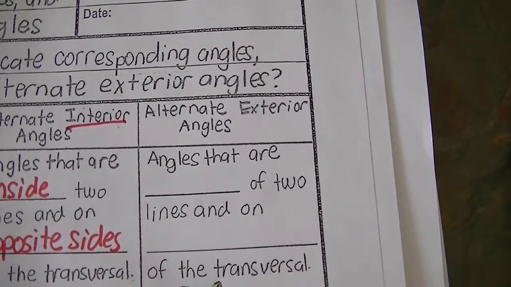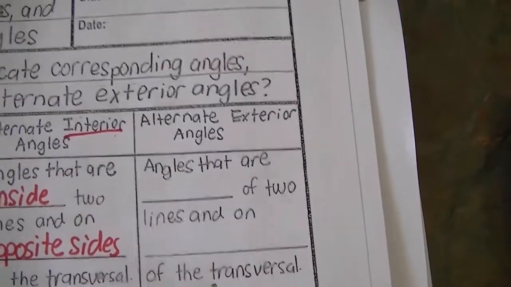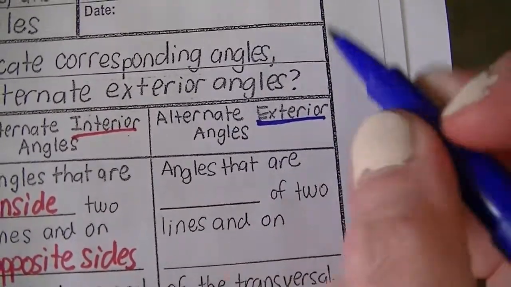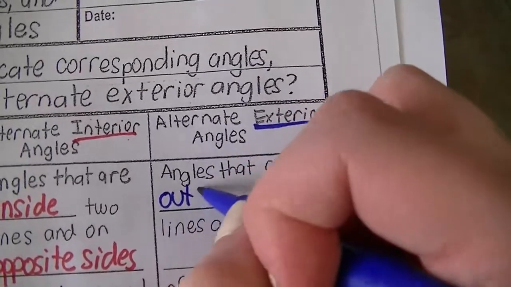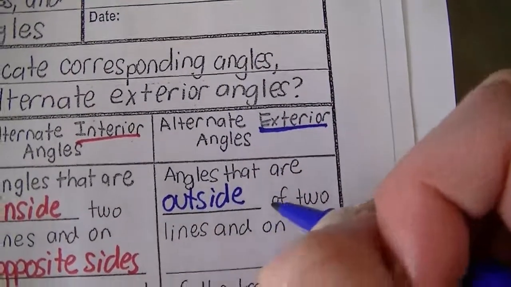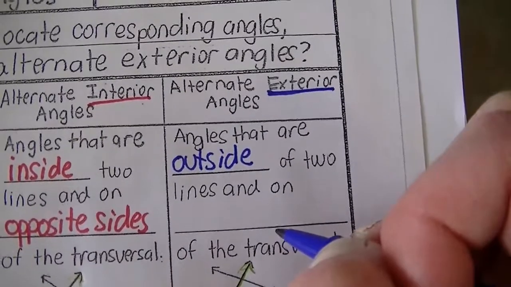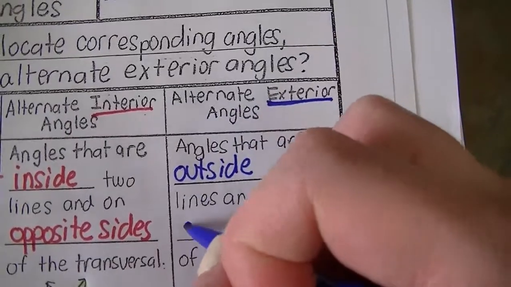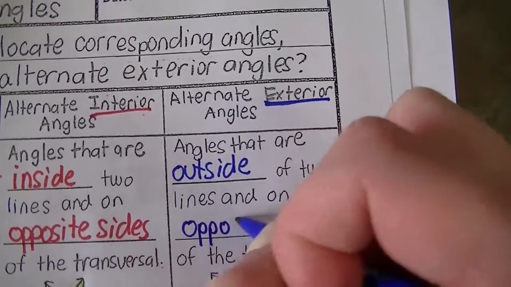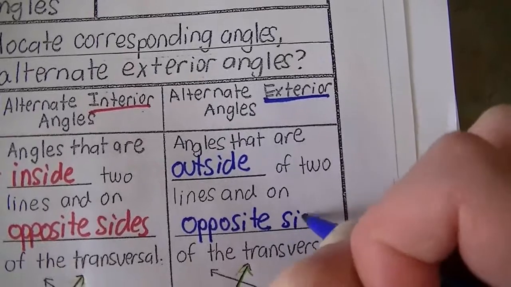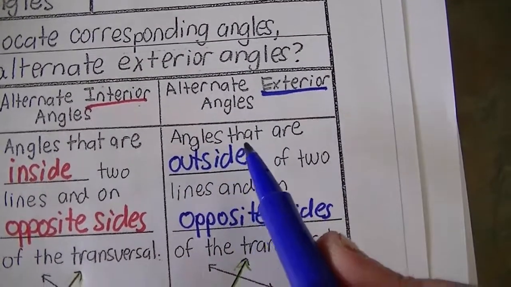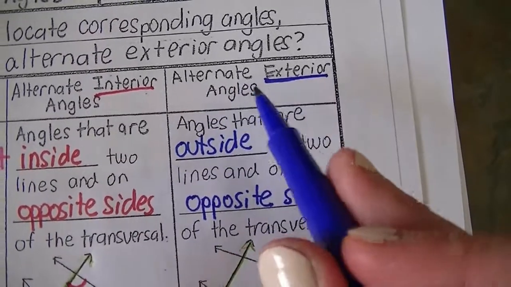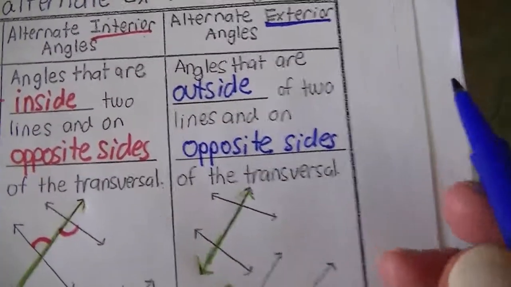The next column is going to talk about alternate exterior angles. So think about what the word exterior means. Well, exterior means outside. So angles that are outside of two lines and on opposite sides of the transversal, because see how we got alternate right there? That's where they come up with this opposite. So angles that are on the outside of two lines and on opposite sides of the transversal are called alternate exterior angles. So I'm going to go ahead and show you an example.